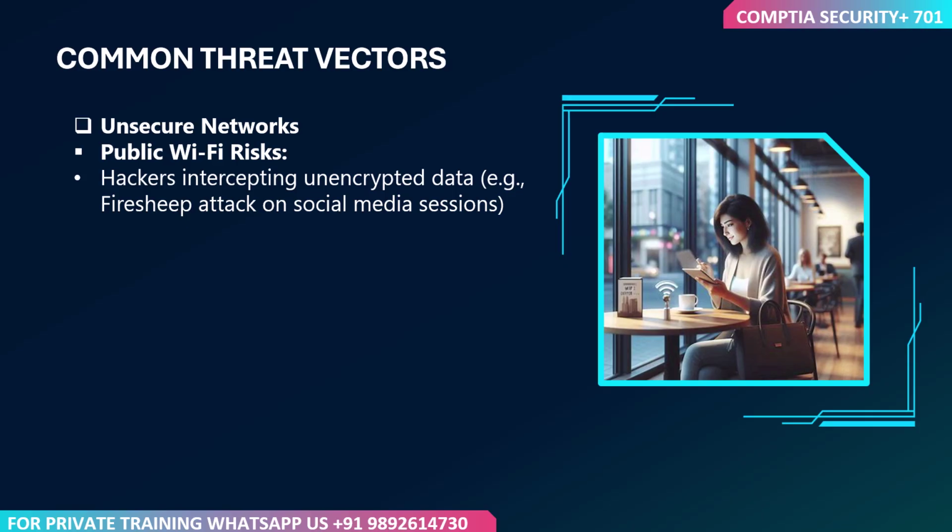A real world example: the Firesheep attack. Back in 2010, a tool called Firesheep made it ridiculously easy for hackers to hijack social media accounts over public Wi-Fi. It worked by intercepting unencrypted session cookies, basically stealing your login access without needing your password. So what's the lesson here? Avoid public Wi-Fi for sensitive activities. If you have to use it, always connect through a VPN to keep your data safe.